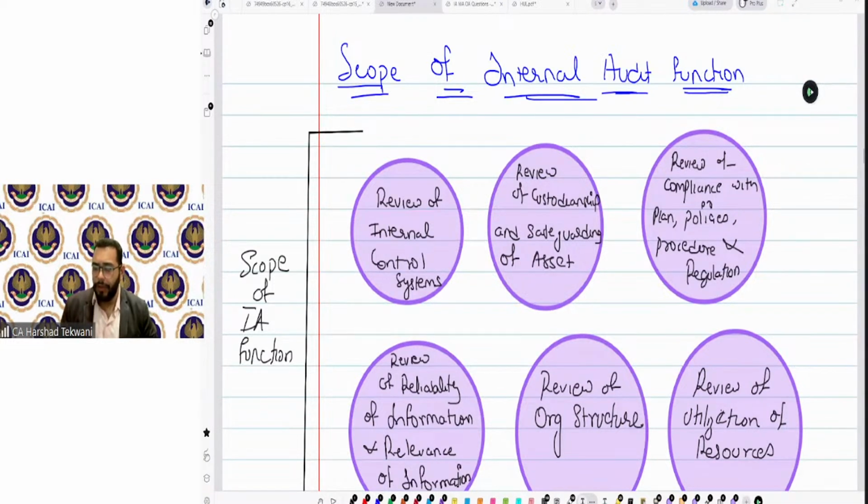Review of compliance with plans, policies and procedures. Whatever plans, policies and procedures are there within an organization, whether the different people in the organization are complying with them, whether they are adhering to them while discharging their duties, that is the role of the internal auditor to look into. The internal audit team will check whether the finance team, let's say, is complying with the finance policies, revenue recognition policies and accounting policies while doing their accounting entries. So it's the role of the internal audit function to review compliance with these plans, policies and procedures.